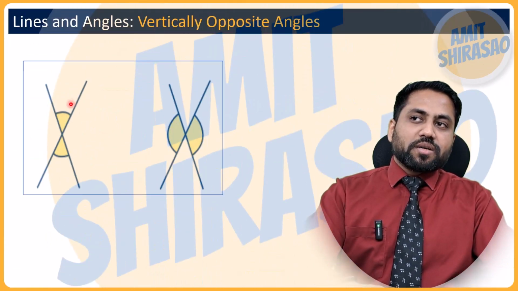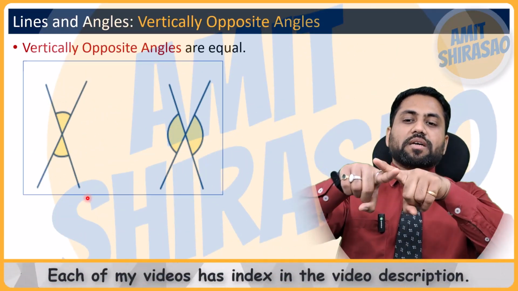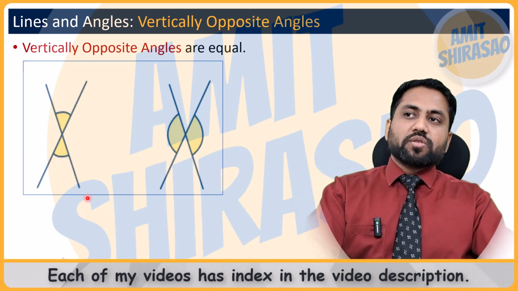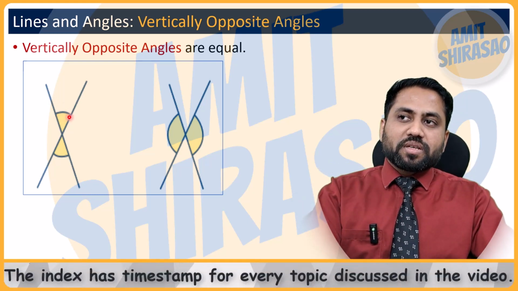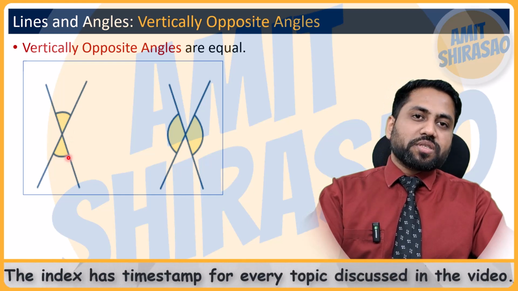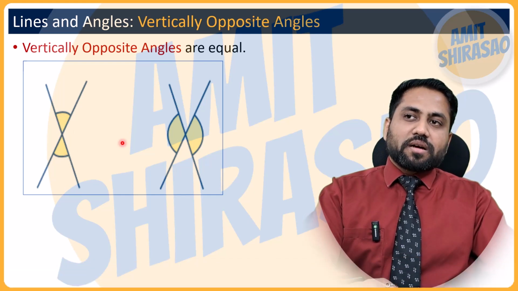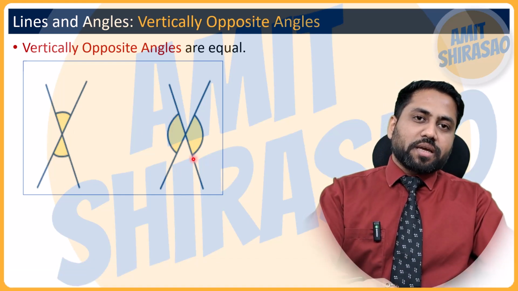These are called vertically opposite angles. Let us say that two lines are crossing each other. Okay, so this angle is always equal to this angle, and similarly this angle is equal to this angle.